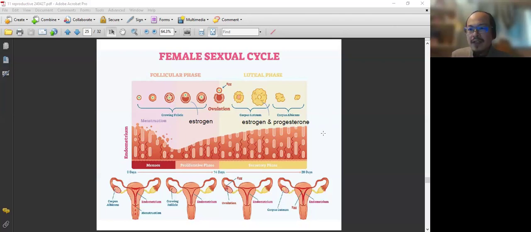Okay, so that's the menstrual cycle. And then what if there's pregnancy? The oocyte enters the fallopian tube, and then the sperm are there. Multiple sperm are there, but only one will enter the oocyte. So that's that.